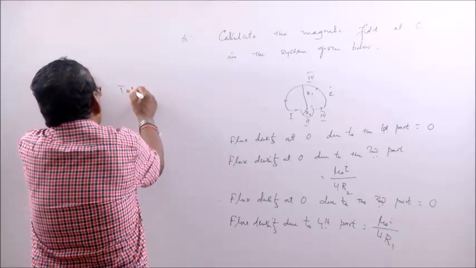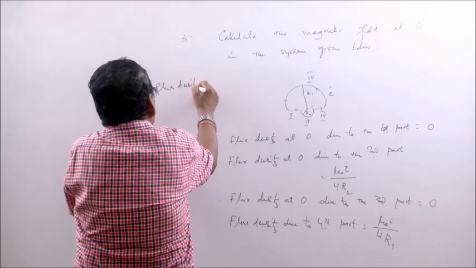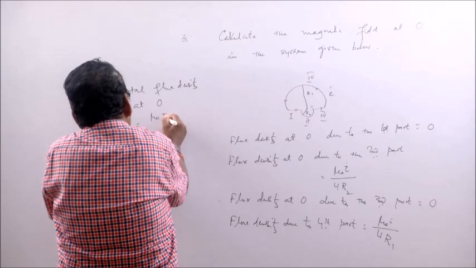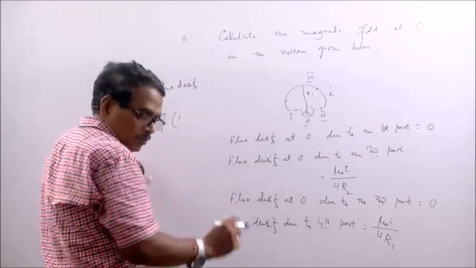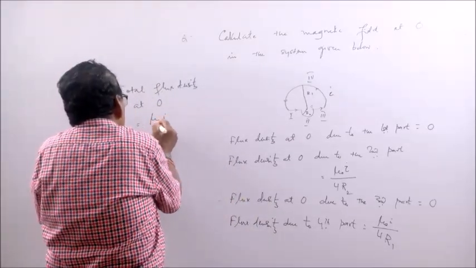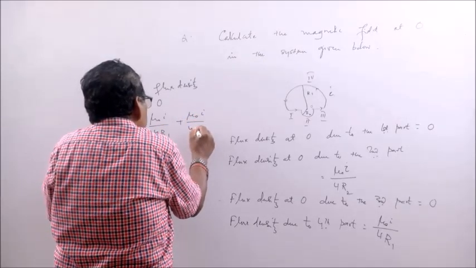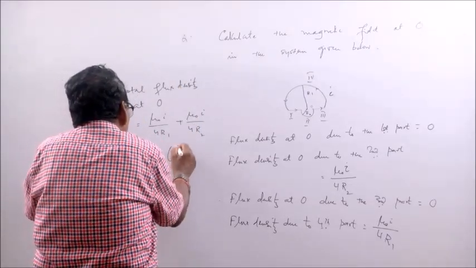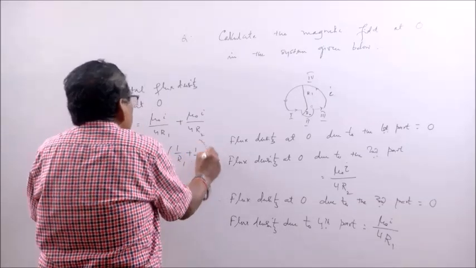So what will be the total flux density at O? It will be mu 0 I by 4R1 plus mu 0 I by 4R2. So this is equal to mu 0 I common, 1 by 4, into 1 by R1 plus 1 by R2. This is how the problem is solved.